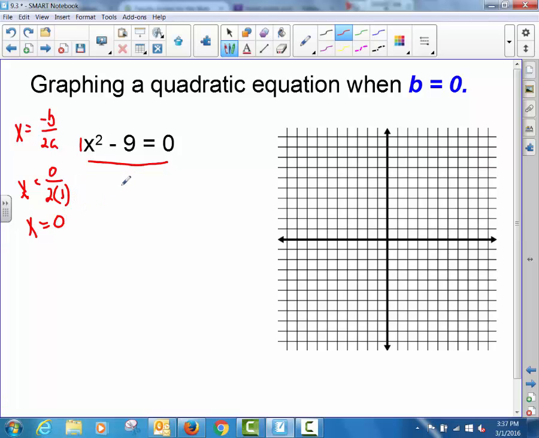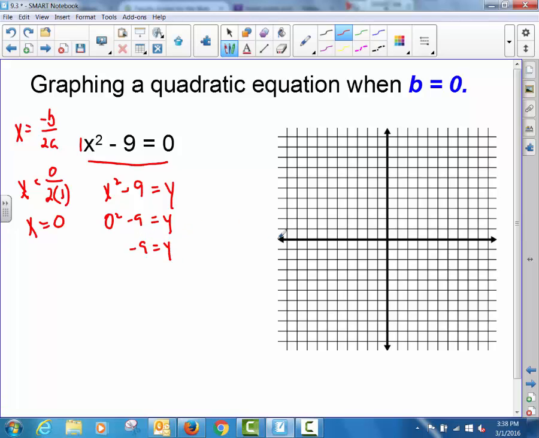Now to find out what y is, we come over here to this equation and we set it equal to y instead of equal to 0. We let x equal 0, so we've got 0 squared minus 9 equals y. So that gives us negative 9 equals y.